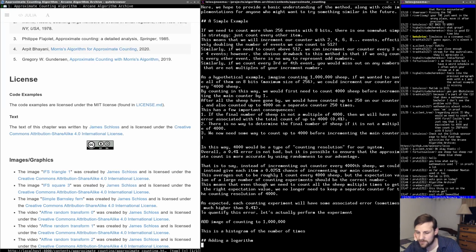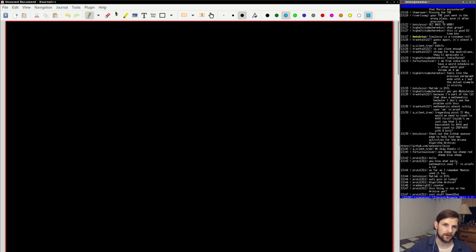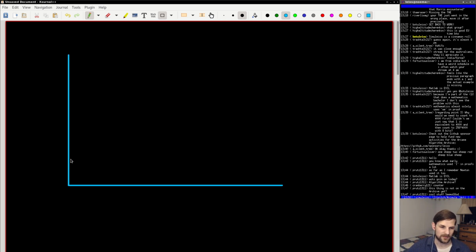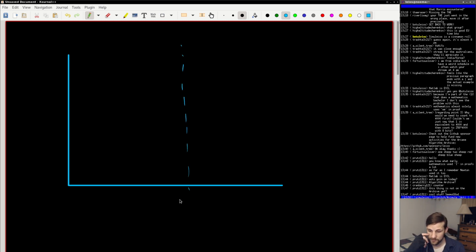So what I want to do is draw a bunch of histograms, on a new journal page. So here's a bunch of rectangles. We have some number of sheep, and that's the actual number of sheep that we have, here. And what we're going to do is a whole bunch of counting experiments. Let's say we have 100 sheep, instead of a million sheep. So this will be 100.